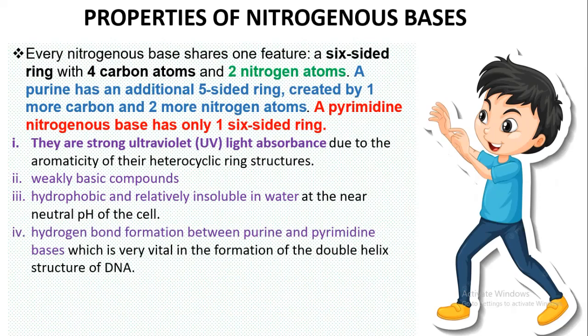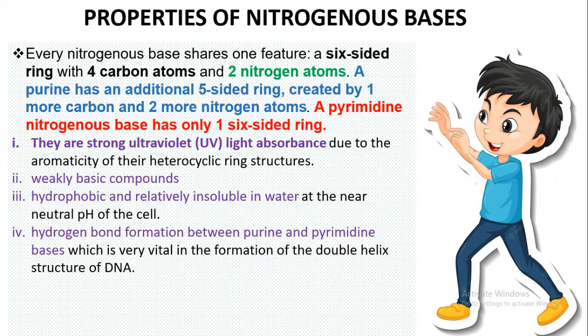Then there is hydrogen bonding between purine and pyrimidine bases. And this is very important in the formation of the double helix structure of DNA. Remember, DNA is a double helix. This is due to the hydrogen bond which is shared between a purine and a pyrimidine.